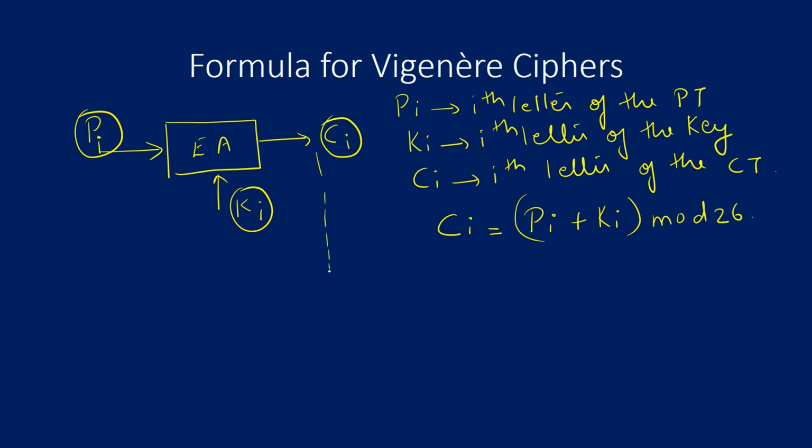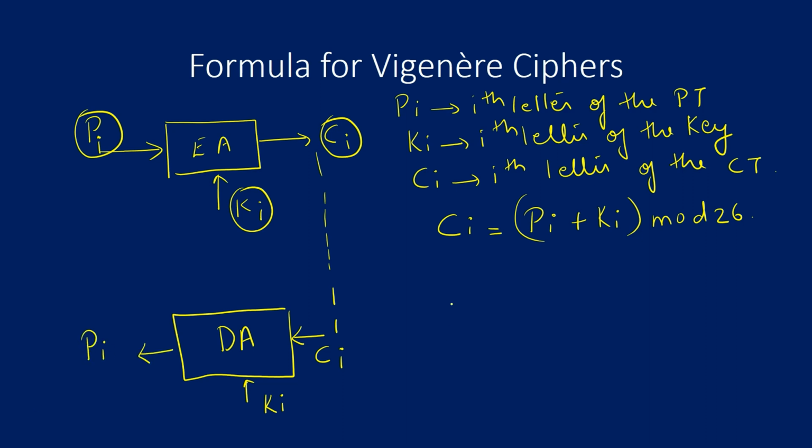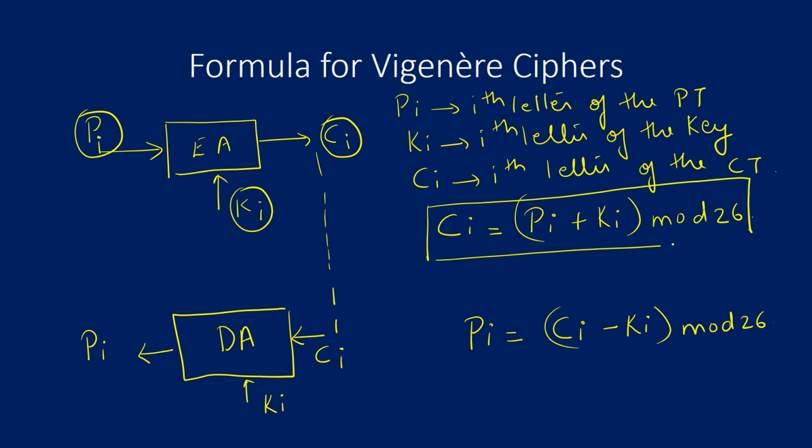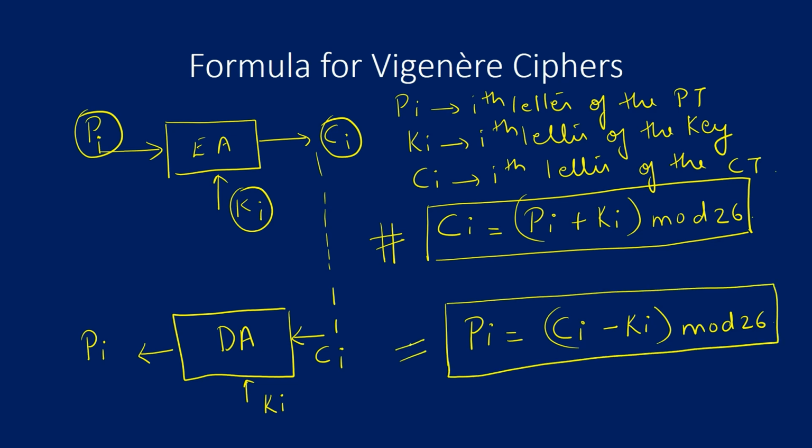Now this ciphertext is given to a decryption algorithm at the receiver end. So the decryption algorithm will use the input Ci, and it will use the input Ki, which is the ith letter of the ciphertext and the ith letter of the key, and generate the ith letter of the plain text. So the decryption algorithm will recover the plain text using the formula Pi = (Ci - Ki) mod 26. Therefore, the first formula shown here is to encrypt the plain text and generate the ciphertext using the encryption algorithm, while the second formula shown here is the decryption formula which recovers the plain text from the ciphertext.